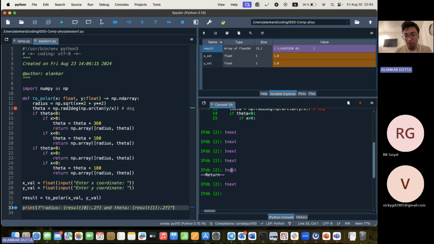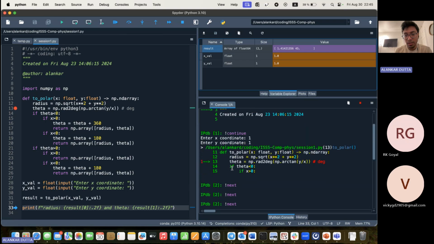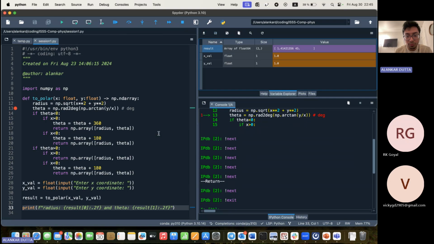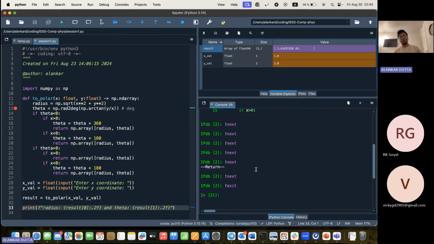And now at any point of time, if you want to stop the debugging, what you can do is there is this stop button that you can see in here. You just press stop, so the debugging stops. So this is roughly what happens.